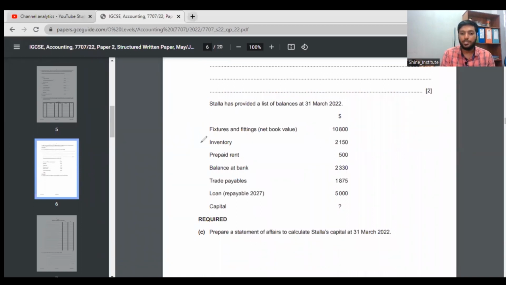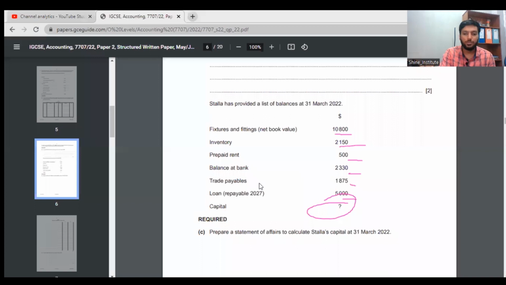They ask you to... Stella has provided a list of balances at 31st March 2022. Fixtures and fittings net book value 10,800, inventory 2,150, prepaid rent 500, balance at bank 2,330, trade payables 1,875, and loan repayable 2027 is a non-current liability, because you take it in 2022 and you are paying it in 2027. If the loan is within a year, maybe 2023, it comes under current liability. As it is paid in 2027, we consider it a non-current liability, and we need to find the capital. So now we need to prepare a statement of affairs capital account.